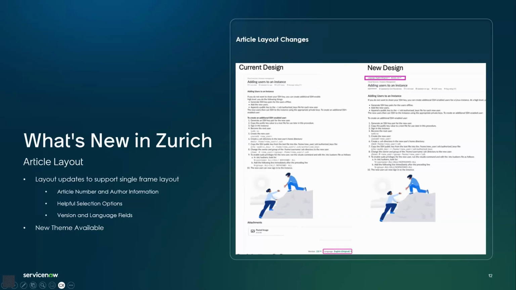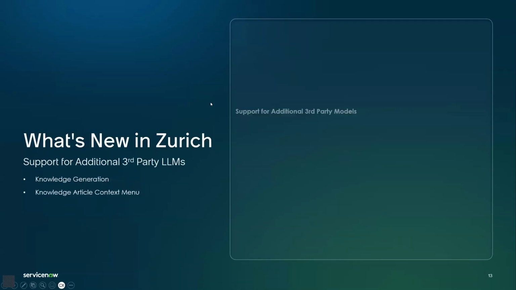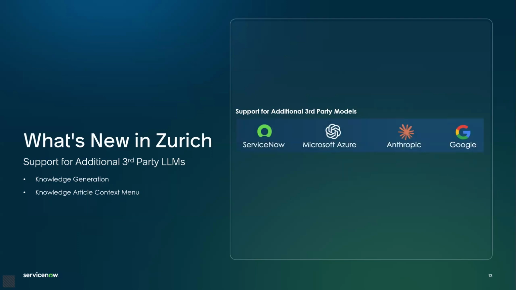For those on Zurich, there will also be a new theme available. It's called our Coral theme. So some new colors and fonts available with our theming. And lastly, in Zurich, we now support additional third-party LLMs for your knowledge generation and the article context menu. So if you highlight a section of text and ask it to expand or make it a little bit more concise, you can use your favorite third-party model to do that.